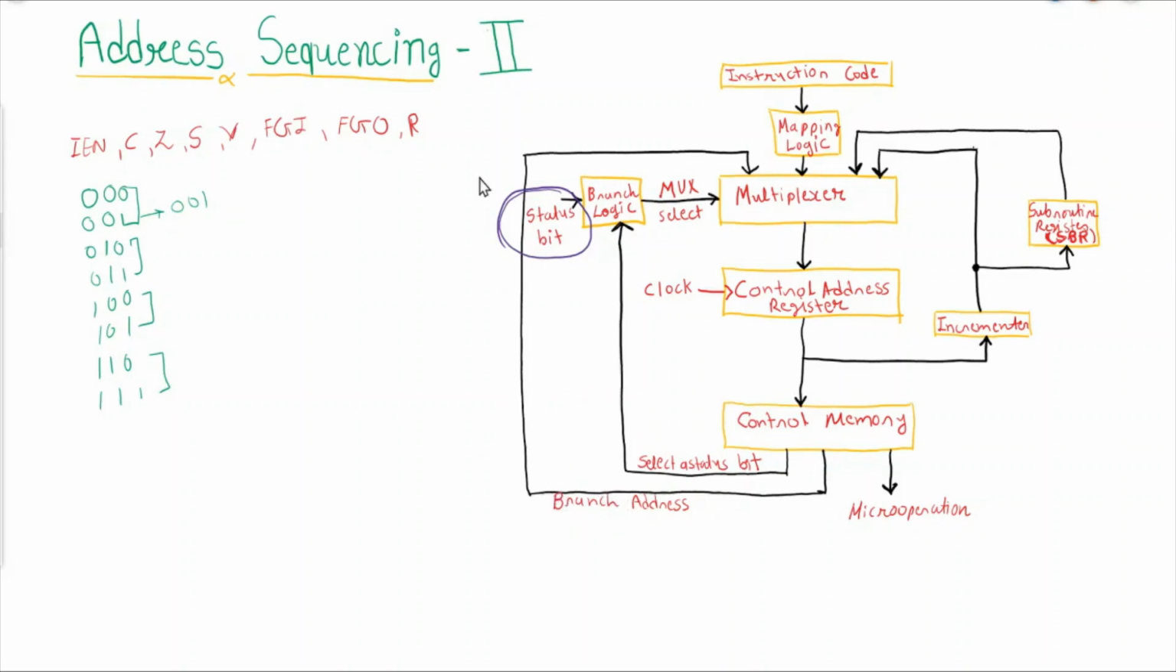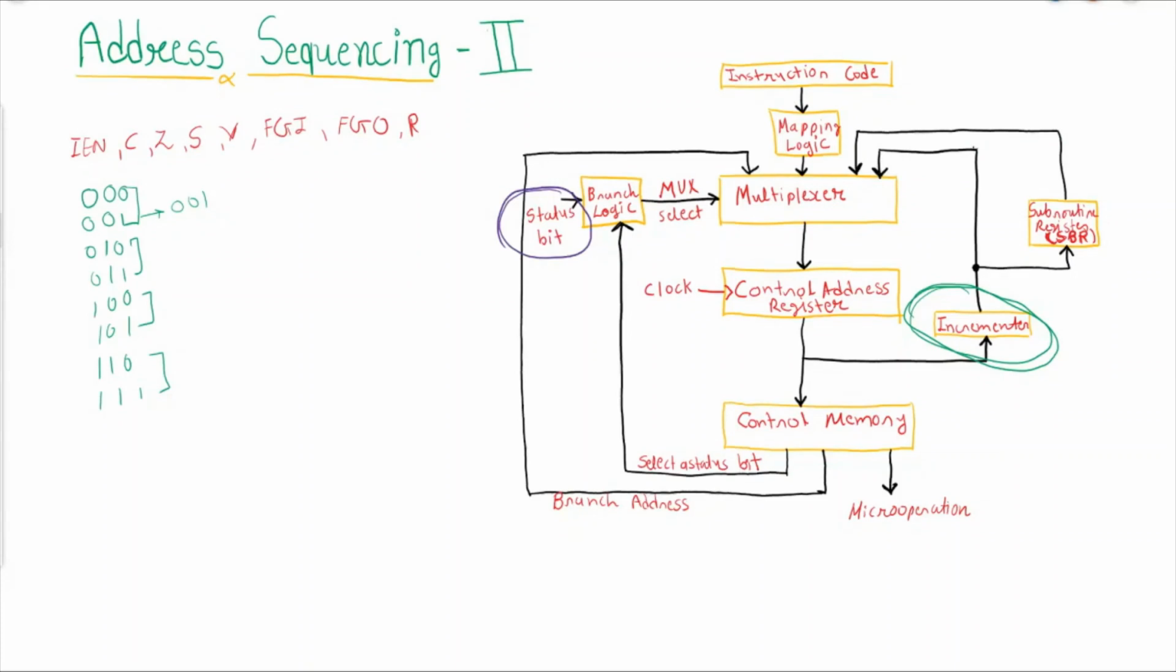But if this flag is not set, meaning the condition is false, then it should accept the default input from the incrementer. This is how we can implement the conditional branch, where we check the various condition bits. If the value of a particular bit is true, then it will select a particular branch address. Otherwise it will get the input from the incrementer.